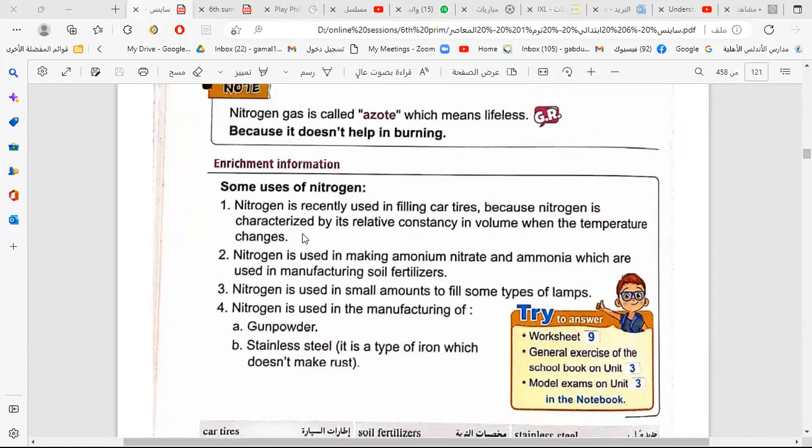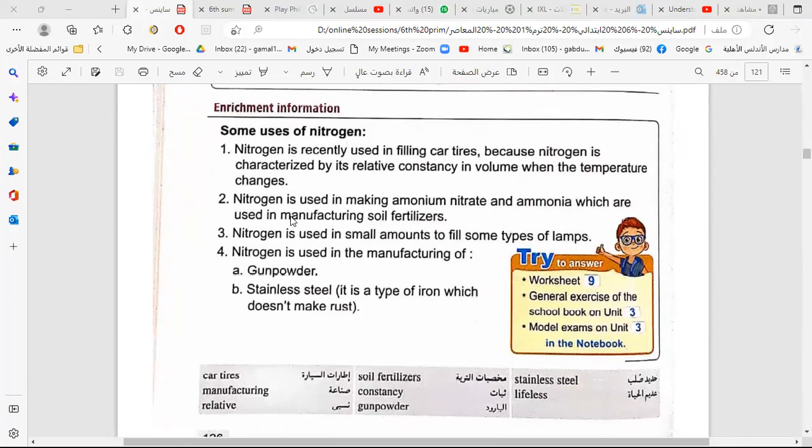I need Basil Raslan to read number 1. Basil, are you ready? Yes. Read number 1. Nitrogen is recently used in filling car tires because nitrogen is characterized by its relative constancy.